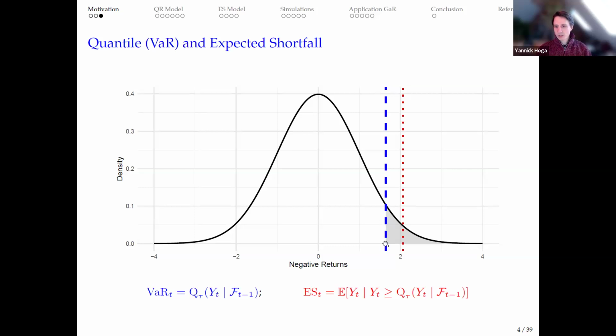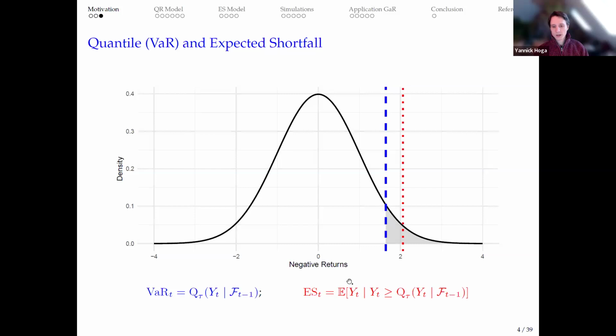So the tau quantile, for instance, wouldn't change if all the probability mass here would move all the way out to the right tail. And the tau quantile will also not change by shifting this probability mass here in this area right close to the quantile. So it's not really informative on the tail, this quantile.